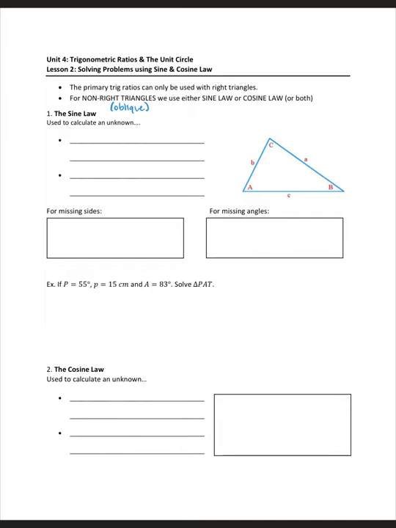So we use sine law to calculate an unknown side if two angles and a side are known. So for example, if we knew angle B and angle A, and then we knew one of the side lengths, so say we knew side A, then we would use sine law. And we're going to talk about why that is in a minute.